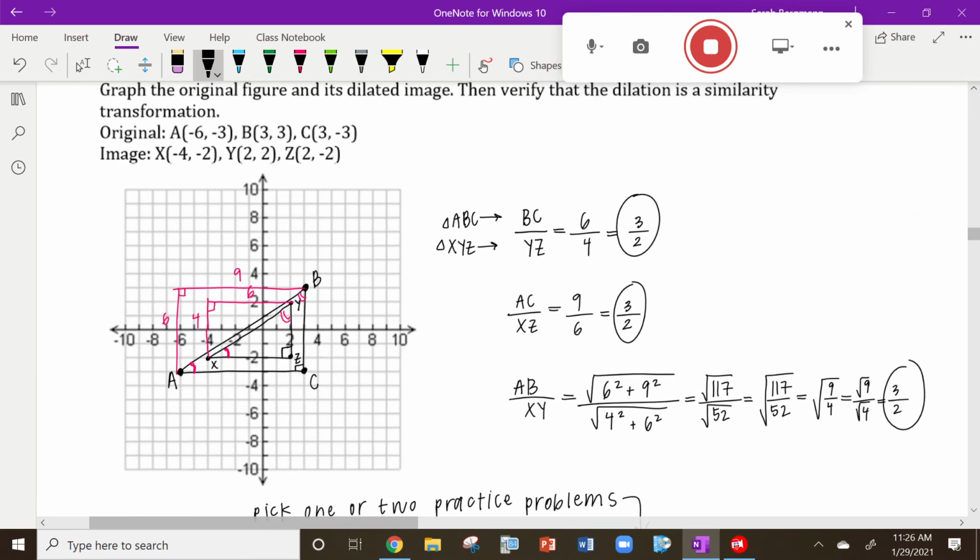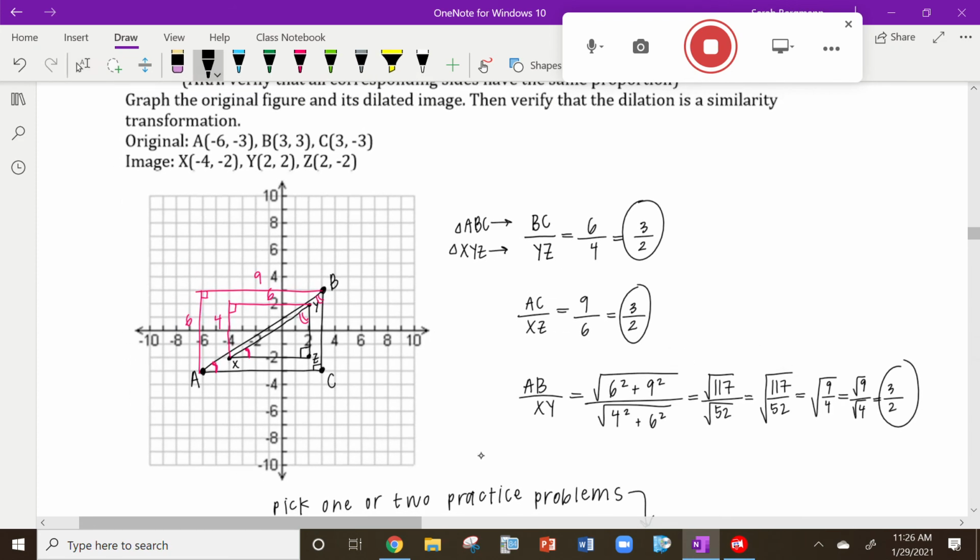Since the proportions are all the same, it means that we have verified that this is a similarity transformation. All sides are proportional.